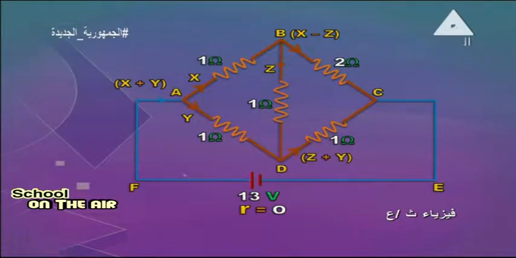And what happens at node D? Current Z and current Y join together, combine, so the current flowing through the arm DC equals Z plus Y. This is very important, and it is the essential step to solve such a problem, and it is not an easy problem. Okay, now we managed to distribute the current. We'll now apply the rules.